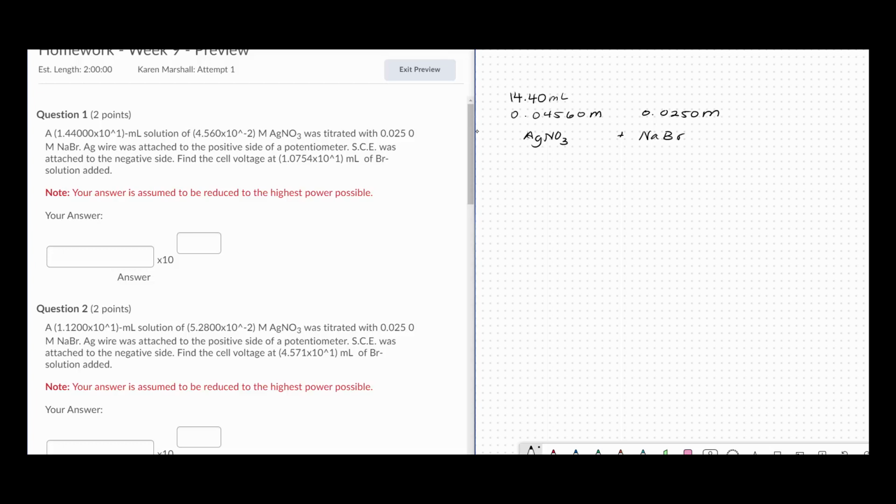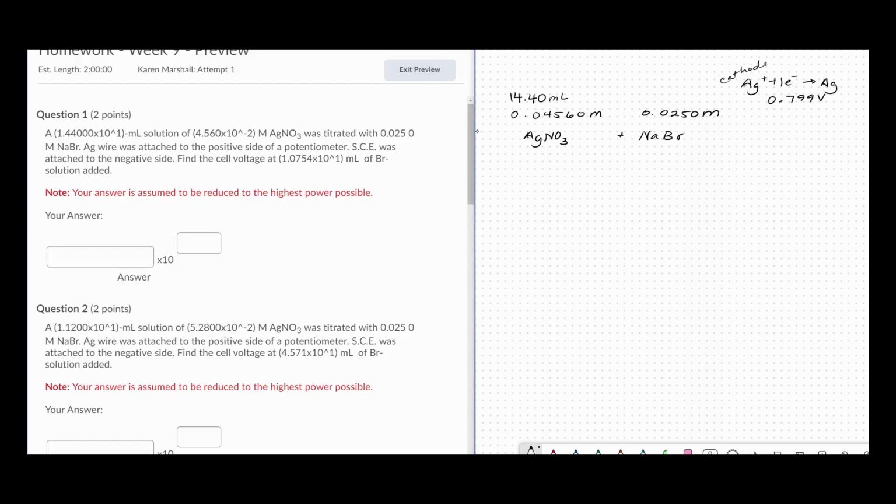0.0250 molar. Now the silver wire is attached to the positive side of a potentiometer, so that tells us that the silver is being reduced. It is the cathode. And we know that the standard reduction potential for this silver is 0.799 volts. So this is all information that you need to find or know in order to do a problem like this.